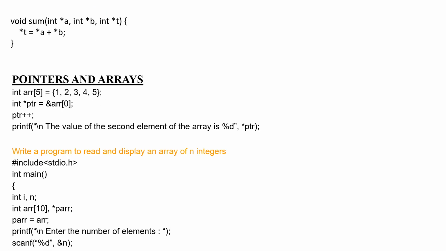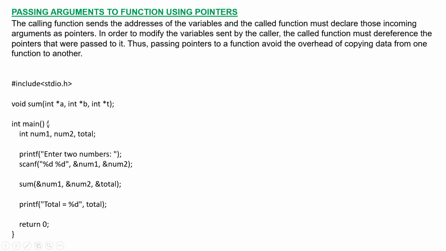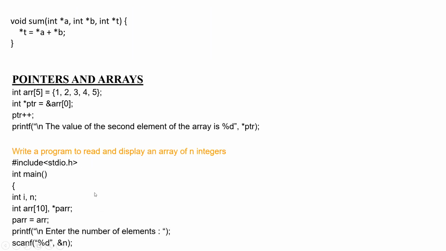Here, this is A, B. The values of num1 and num2 are added and stored in T. So this is an example for that. Now total is printed. Finally, it prints the value of total.